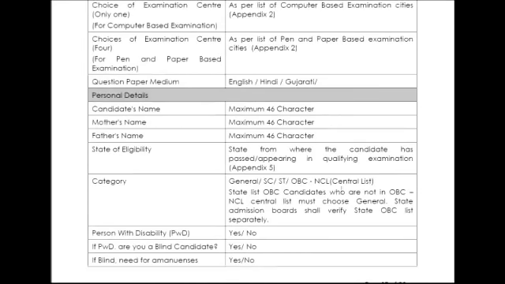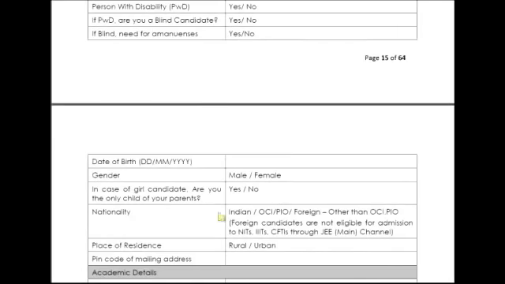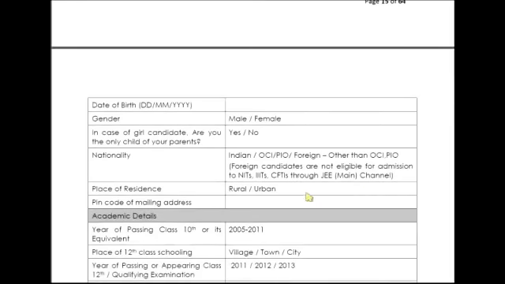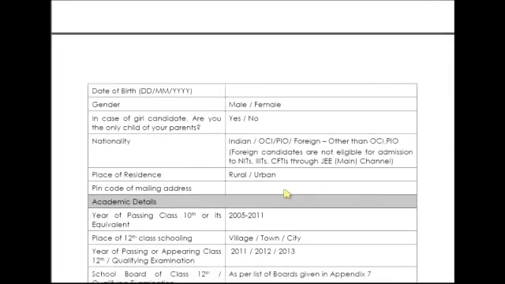Then you see what category you belong to, general, SC, ST, OBC, etc. Fill in the right choice, and then fill in the date of birth, the gender, or in case of a girl child, if you are the only child of your parents, say yes or no. Nationality, most of us are Indians, hence we need to choose Indian. Place of residence, rural or urban. Then we need to put in the PIN code of the address where we are staying, of the place, town, city.